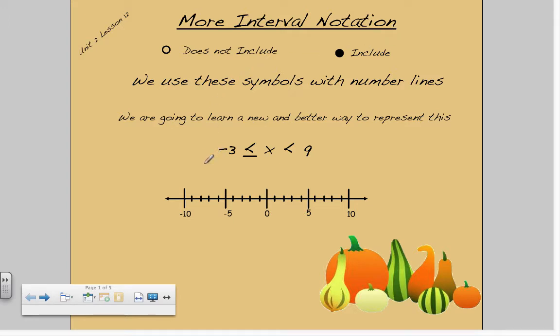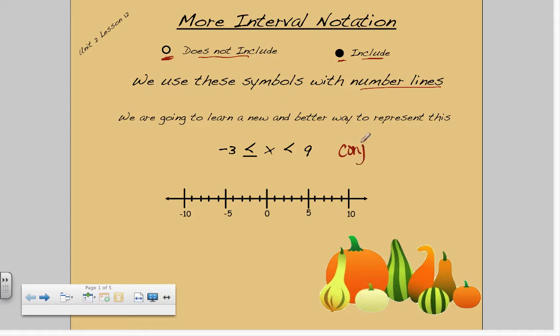As you can see below, we have a number line. And now we've learned that an open hole on a number line does not include a number, and a closed circle includes the number. And like I said, we use these with number lines. But we're going to learn a new and better way to represent this. Because basically, all right, let me just go down to here.